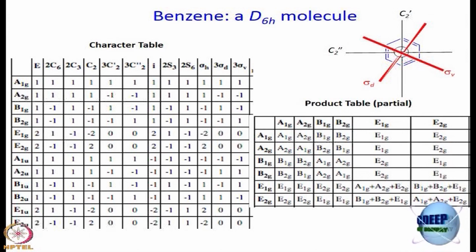What is C3? And why do I have two C6? Where is the other C6? One is clockwise and the other is anti-clockwise. Great. What is C3? C3 is just C6 square, clockwise or anti-clockwise. Are we clear? Then what is C2?